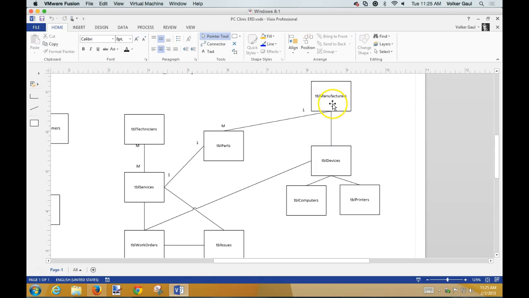We said that this is a manufacturer of computer stuff, right? Because we're talking about the PC clinic here. One manufacturer can supply us with many different kinds of parts, but a part comes from only one manufacturer. It depends on how we define parts. That's another question that you often have to ask. If the part is RAM, then we might have many manufacturers. If the part is this Kingston RAM, that's got one manufacturer, and that's the way I'm thinking about it.